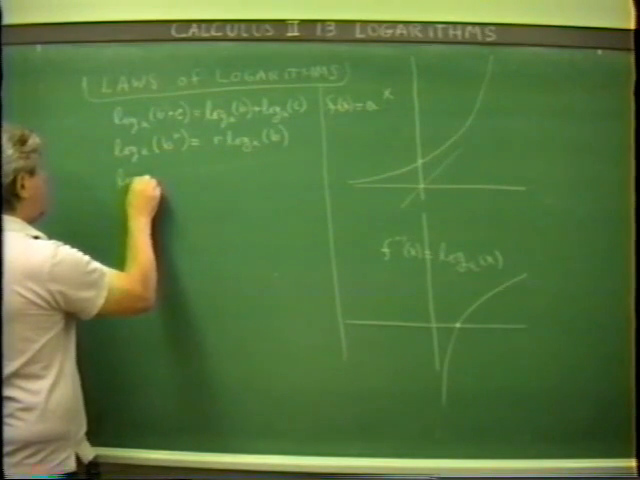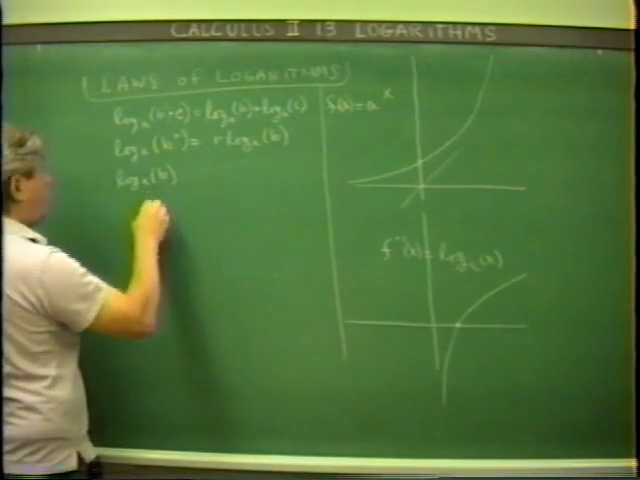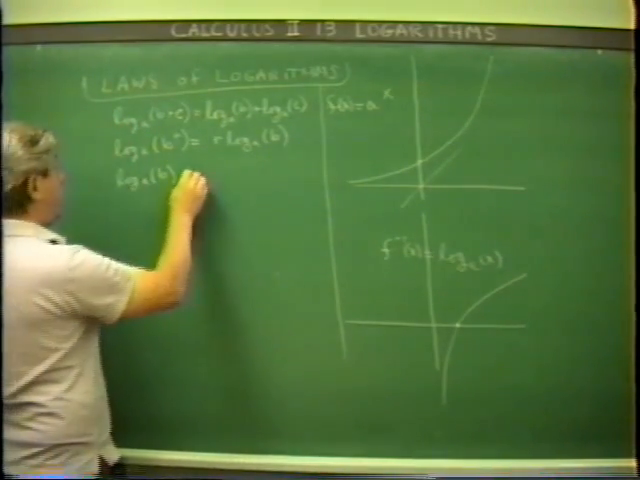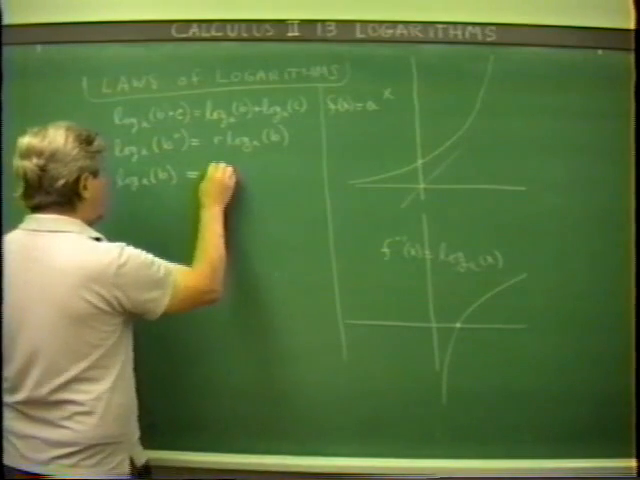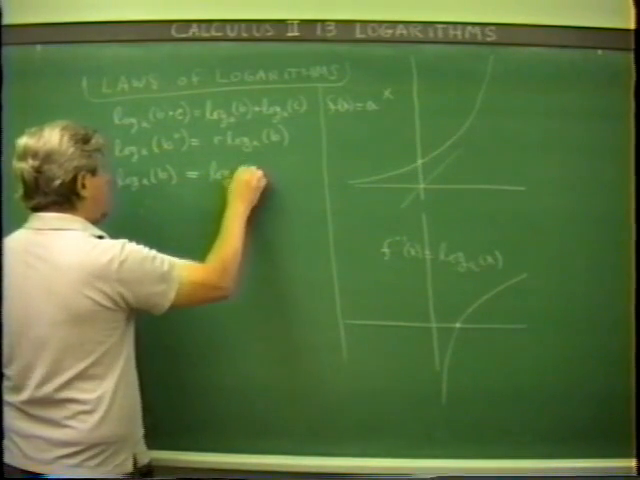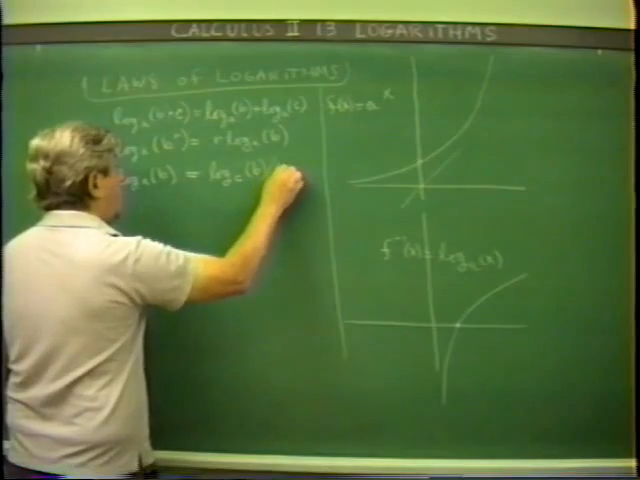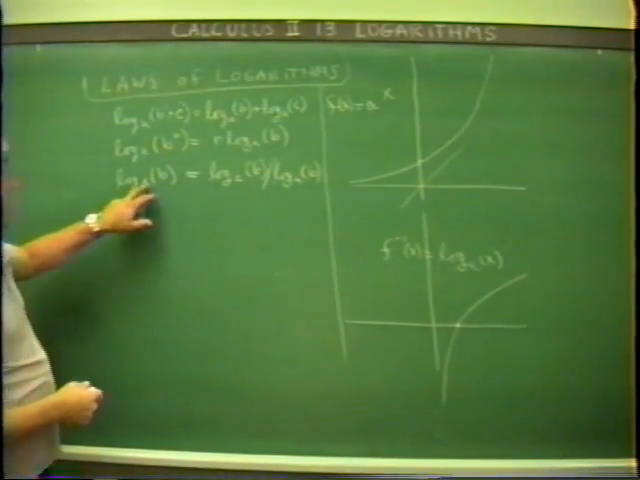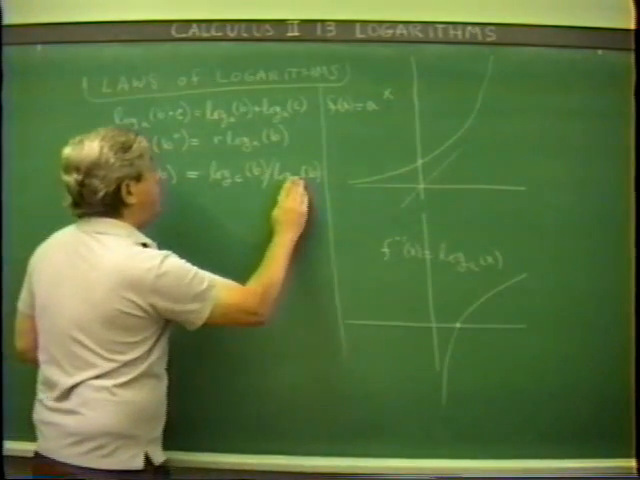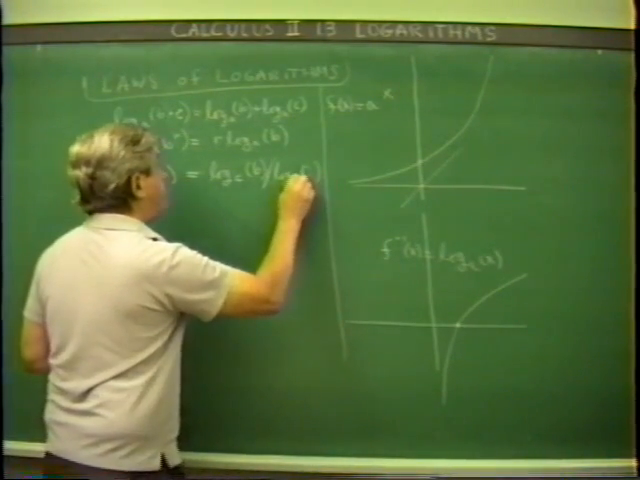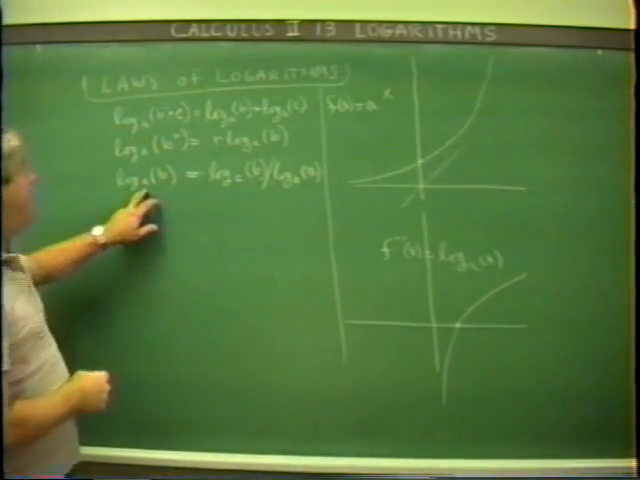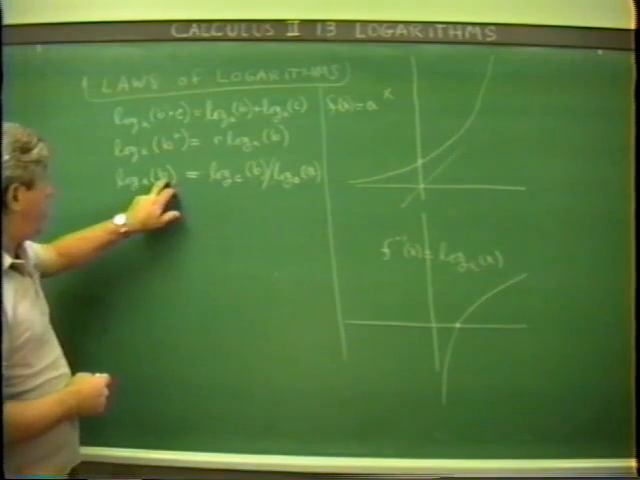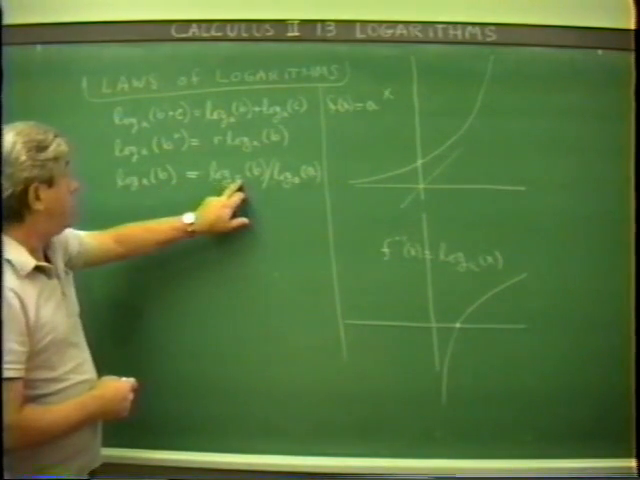Right? And these are computational rules. This is an important rule for changing from one base to another. The log to the base a of b is equal to the log to the base c of b divided by the log to the base c of a. That's easy to remember because you put the b in the numerator and the a in the denominator. It's sort of the same relationship that you have here with the b above and the a below.